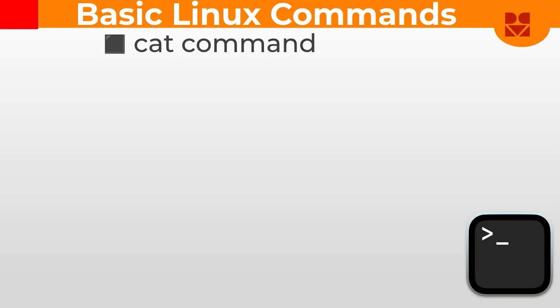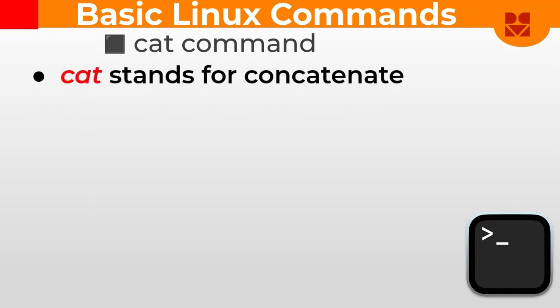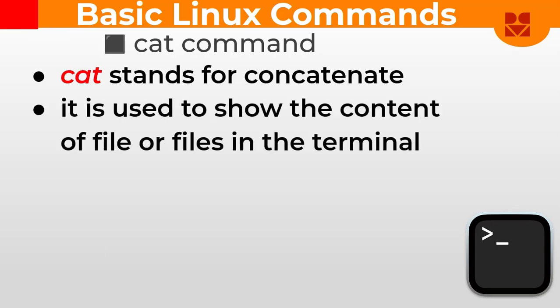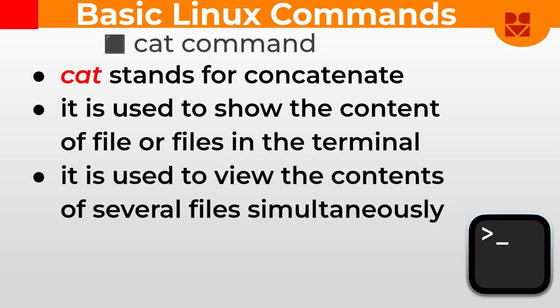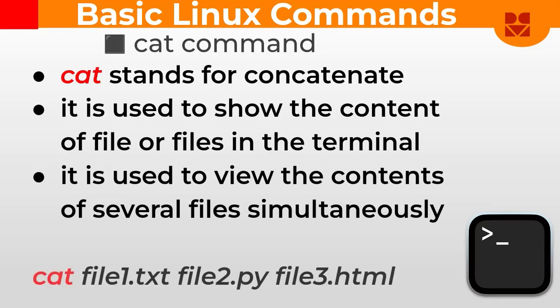So that's what the cat does. The cat stands for concatenate, right? And it is used to show the content of a file or files. So either you use it to show the content of just one file, or you can use it to show the content of multiple files in a terminal. So it displays them to screen in the terminal for you to see. Basically that's what concatenate does. So it is used to view contents of several files simultaneously.